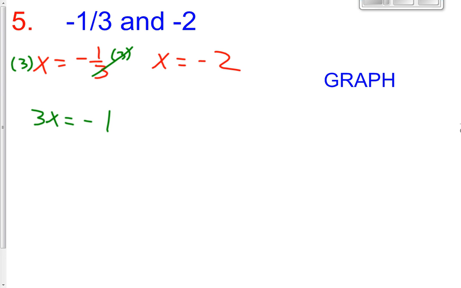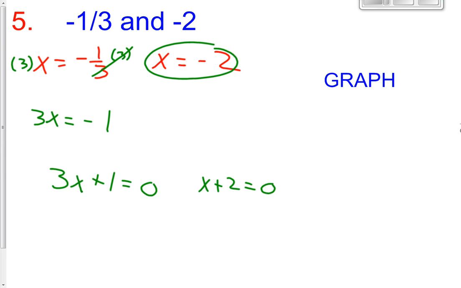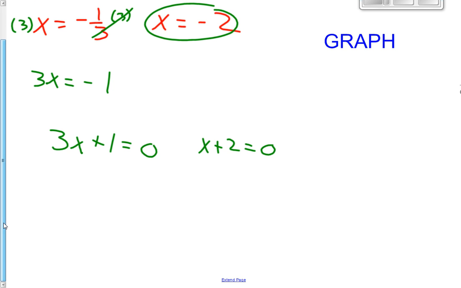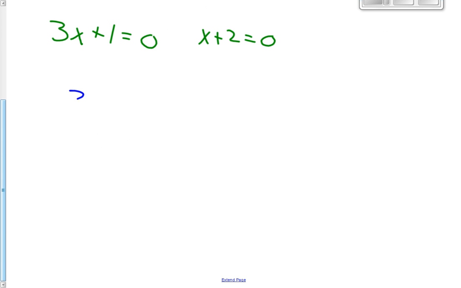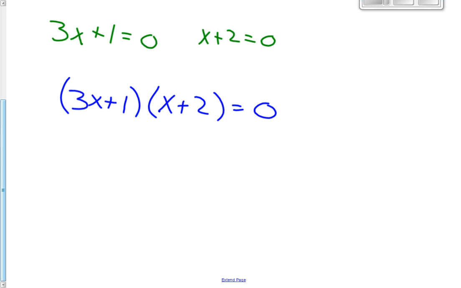Then we're going to add 1 to both sides. So 3x plus 1 equals a 0. And then for our other factor, it's x plus 2 equals 0 when we add 2 to both sides. So now that we have our factors, let's multiply them by each other. 3x plus 1 multiplied by x plus 2 equals 0.